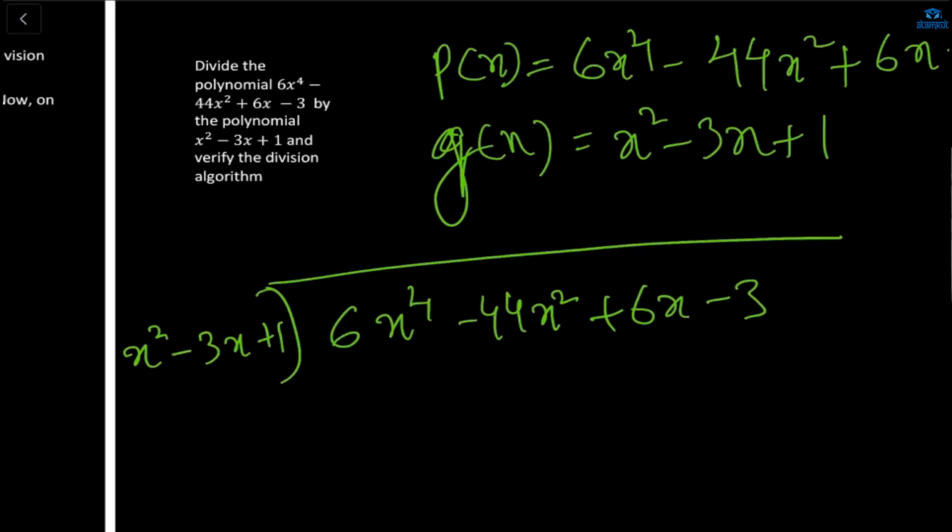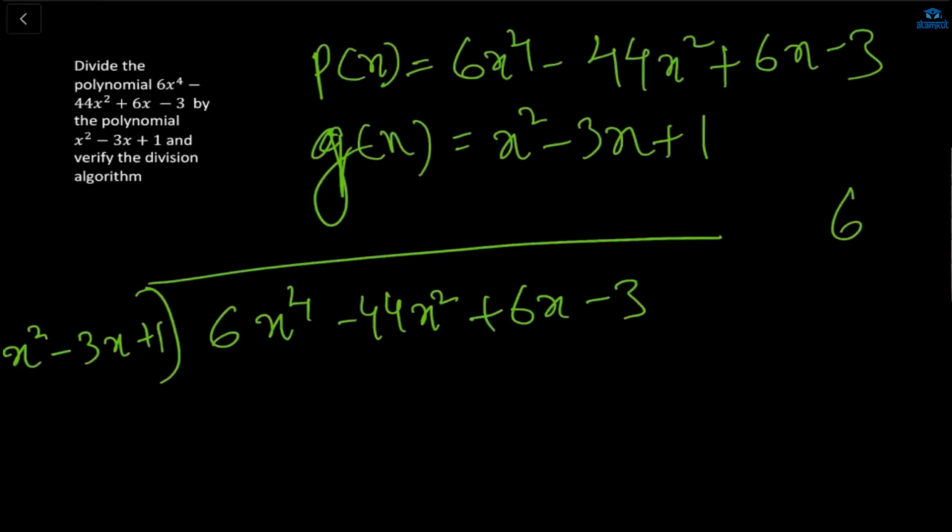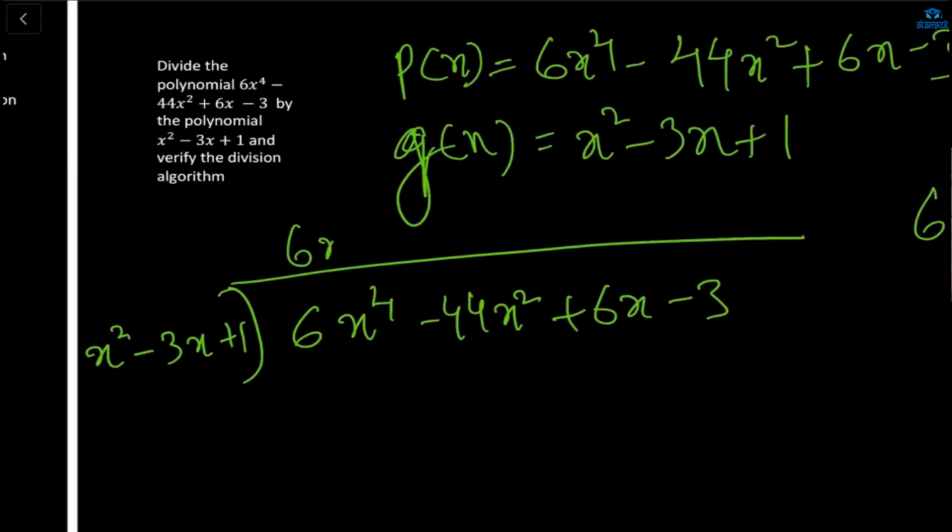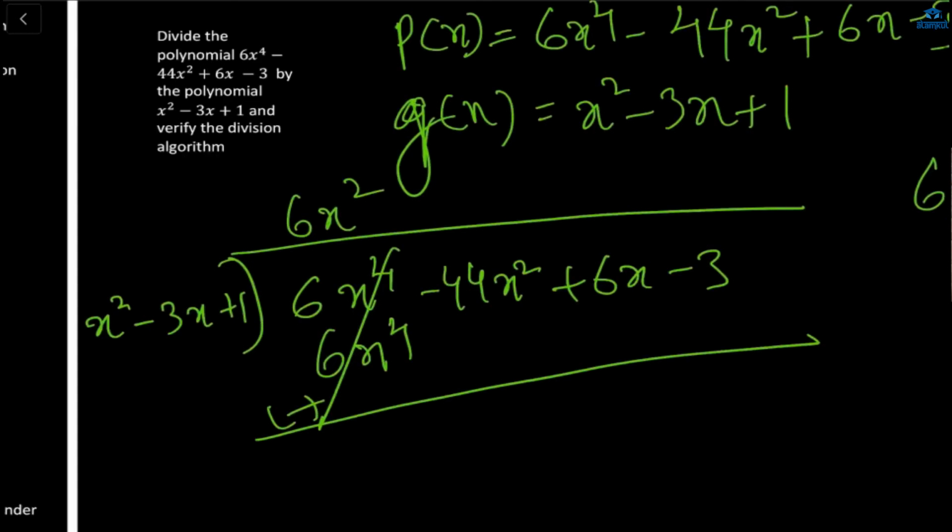You can check like this also. Is it 6x squared? Yes, 6x to the power square, so 6x squared will be cancelled. Now if I multiply 6x squared by minus 3x, I will get minus 18x cube, plus 6x square. Signs will be altered.